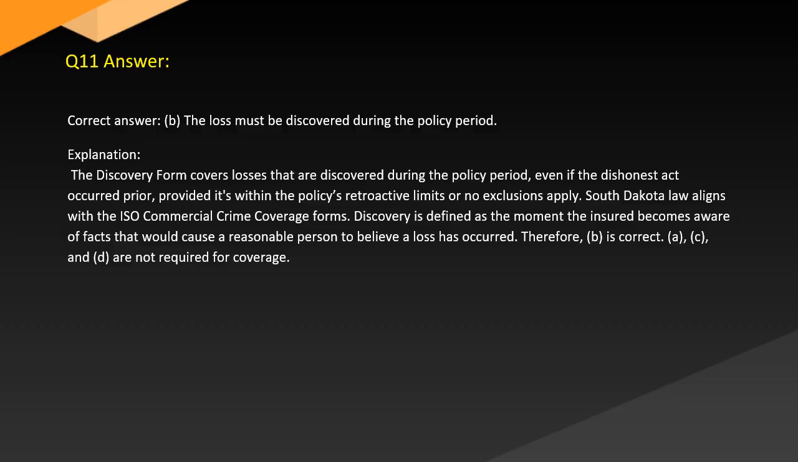Explanation. The discovery form covers losses that are discovered during the policy period, even if the dishonest act occurred prior, provided it's within the policy's retroactive limit or no exclusions apply. South Dakota law aligns with the ISO commercial crime coverage forms. Discovery is defined as the moment the insured becomes aware of facts that would cause a reasonable person to believe a loss has occurred. Therefore, B is correct. A, C, and D are not required for coverage.